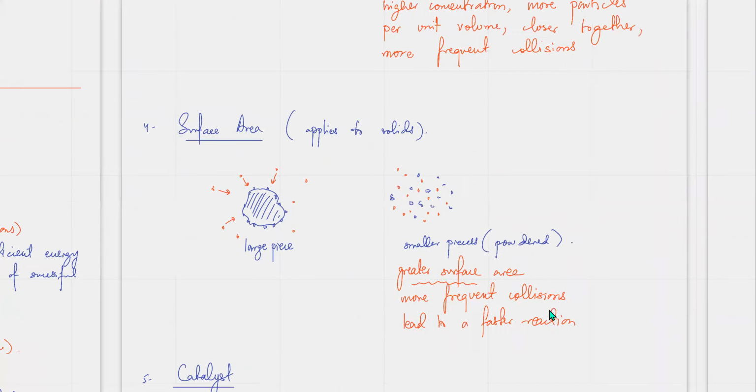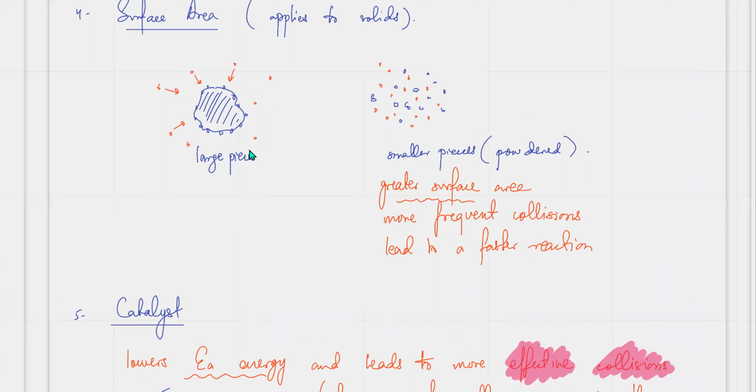And then I talked about surface area. Okay, you've got a large piece or a large lump would always have a slow reaction. Why? Because ye jo andar wale particles are the ones that are sitting inside, they're not able to react. The outer surface is able to react, but the middle ones are not able to react. If you break it into pieces, tiny pieces in powdered form, then all the particles would be able to take part in the reaction and you will get a faster reaction. You'll get more frequent collisions this way.